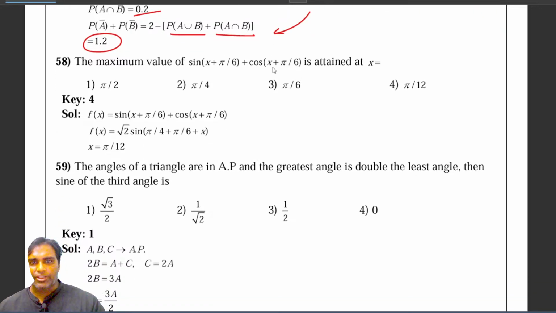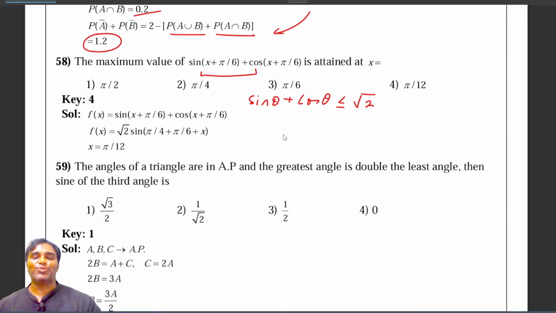58 is again a very good question. If you can see here, let's assume this as theta. So sine theta plus cos theta. Now we know that, what is the maximum value? Root 2. Clear? Now this theta is nothing but x plus 30 degree. I want it to be 45 because sine 45 will be 1 by root 2 and cos 45 will be 1 by root 2. So the answer will come as root 2. So it should be 45 degree.